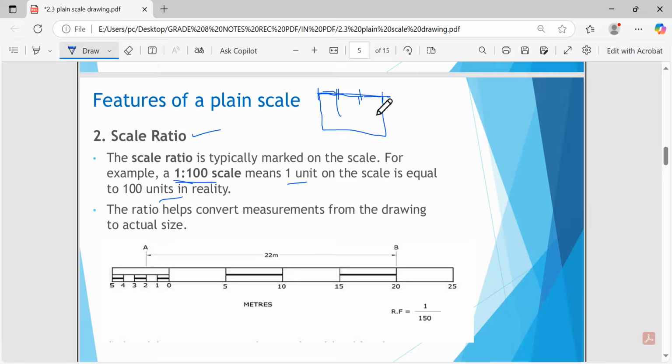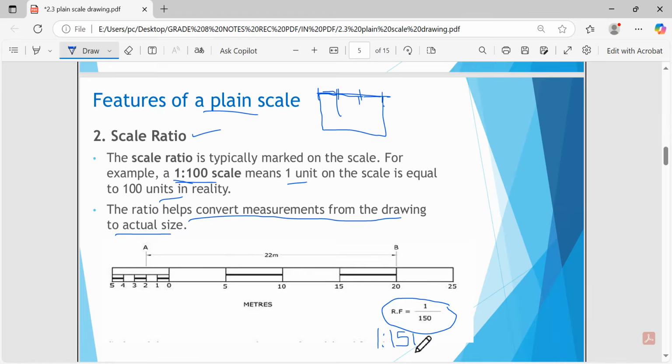Okay, so you get the idea of how this scale ratio works. Even in a plane scale, it uses a scale ratio. The ratio helps to convert measurements from the drawing to the actual size. And the scale used, this is the RF, the representative fraction. 1 over 50. 1 over 50 is the same as 1 is to 50.